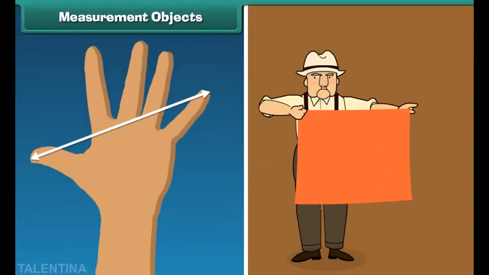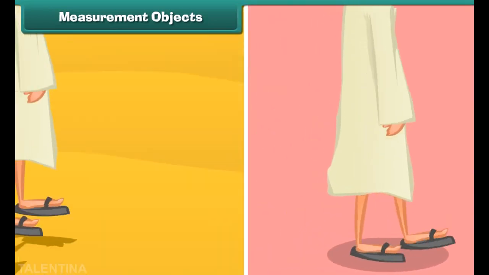Objects can be measured in different ways. You may use your hand span, or you may use your arm. You can even use your step for measurement.